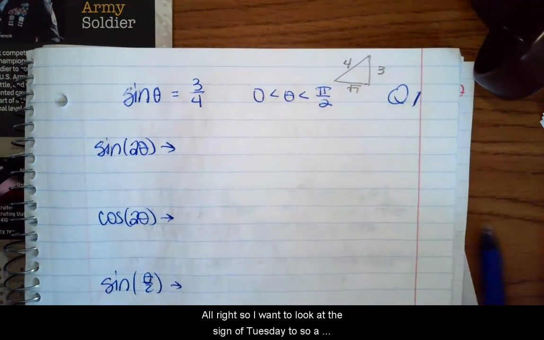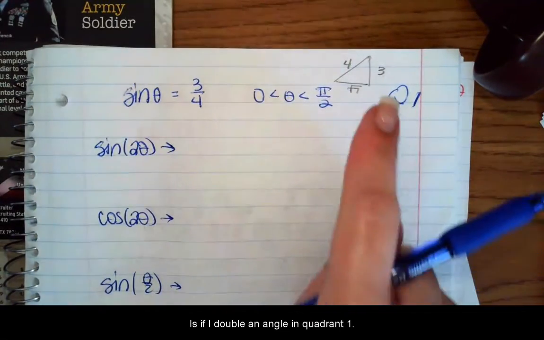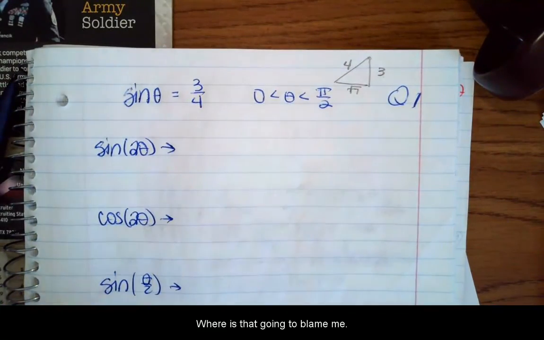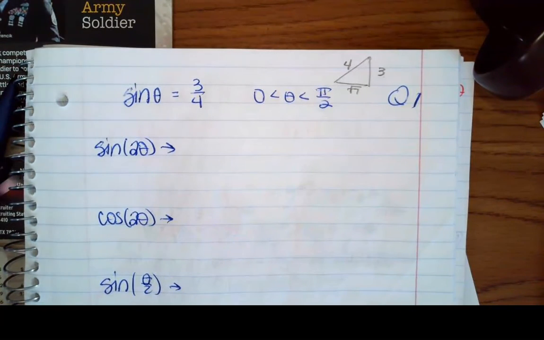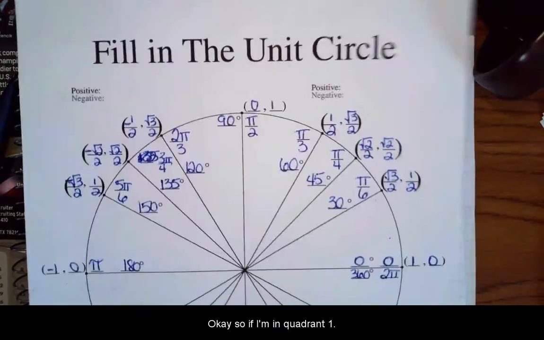All right, so I want to look at the sine of 2 theta. So a couple things to look at is if I double an angle in quadrant 1, where is that going to land me? Why do I never know where my unit circle is? Hang on. I lost him. He's gone. Where's my... Oh, look. It was under my paper.